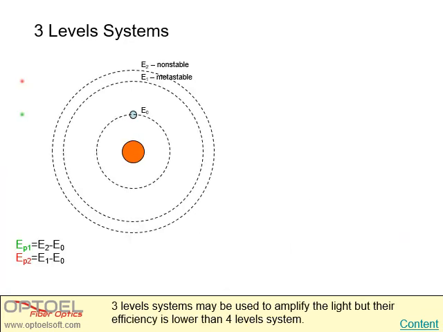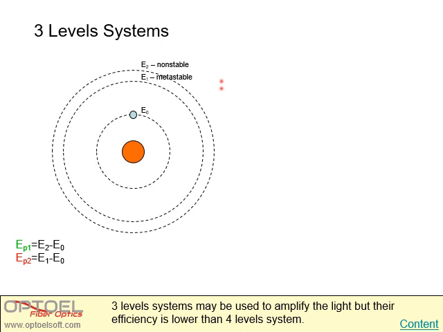The four-level system is not the only system that can amplify the light. Let's consider a three-level system. Here, the level E1 is metastable, while E2 is non-stable. The green photons will stimulate the electrons from the ground level to level E2, from where they will rapidly decay to metastable level E1. The red photons, having the energy E1 minus E0, will be amplified by stimulated emissions from the electrons decay from E1 to E0.